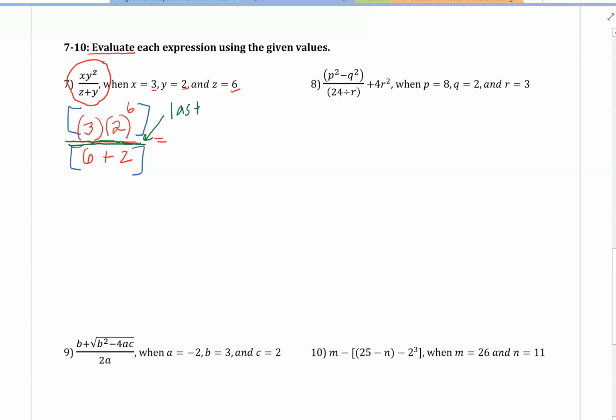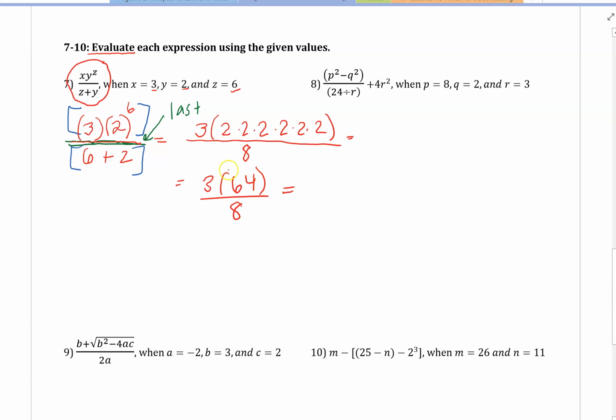Okay, now for the numerator, I need to do the exponent first and then multiply. So that means I have 3 times 2 times 2 times 2 times 2 times 2 times 2, right? 2 to the 6th power, all over 6 plus 2, which is 8. So this ends up being 3 times 64 all over 8.